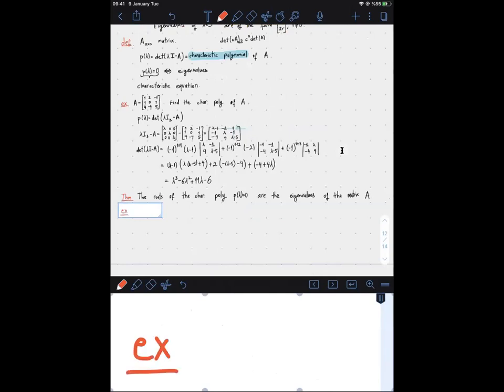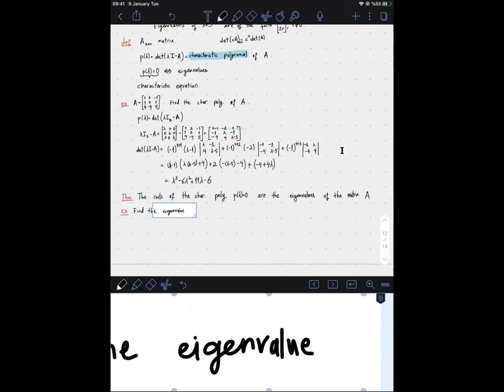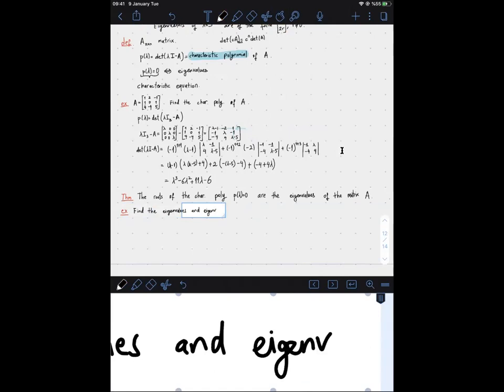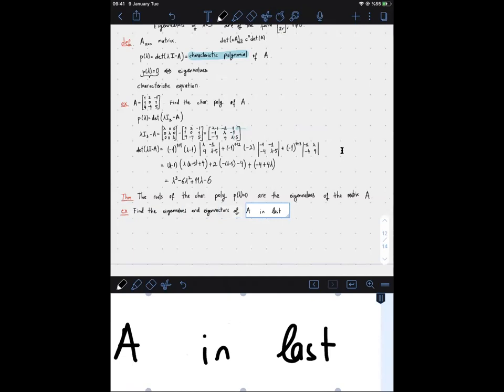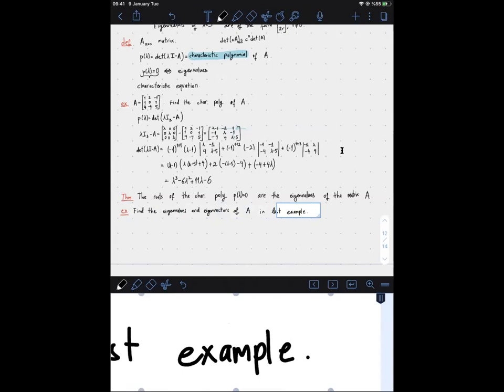Example. So let's try to find the eigenvalues of the last matrix. Find the eigenvectors and eigenvalues of A in the last example, let's say. Okay, so what do we do?